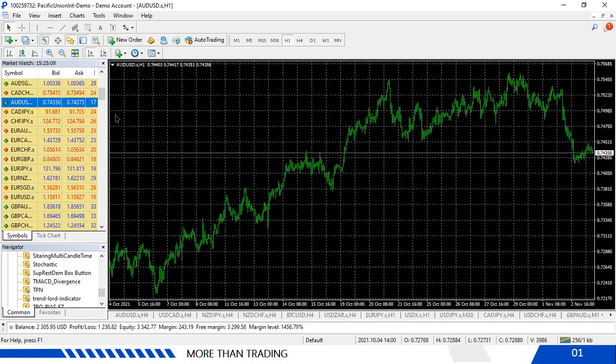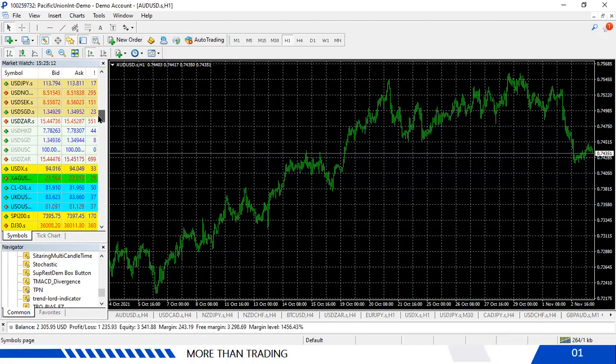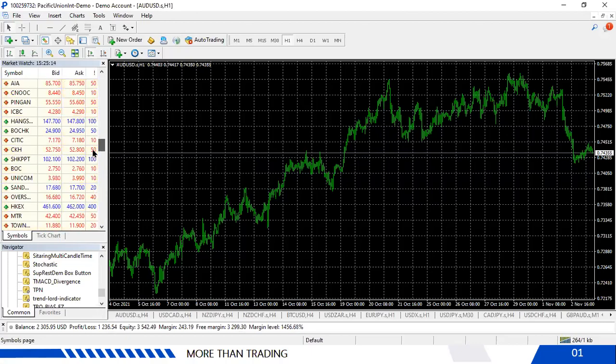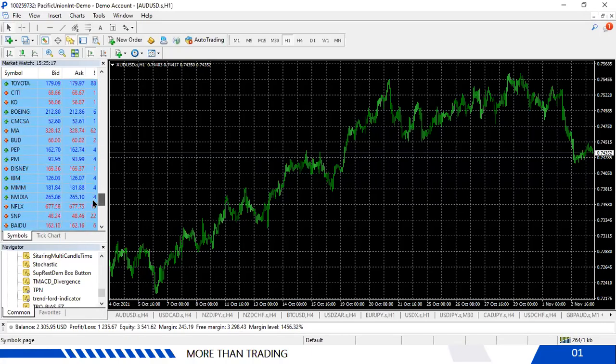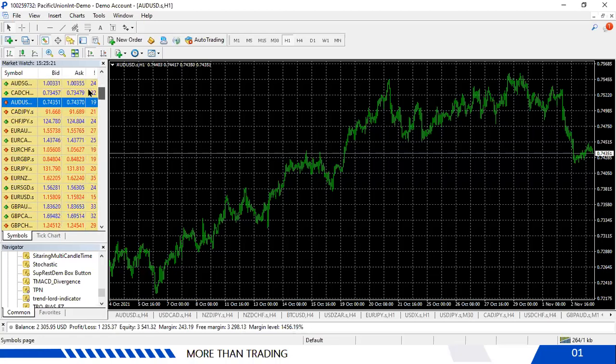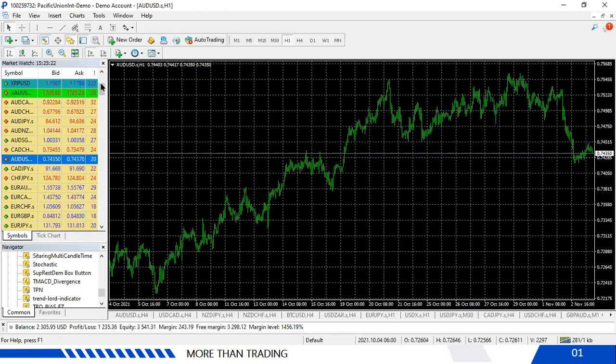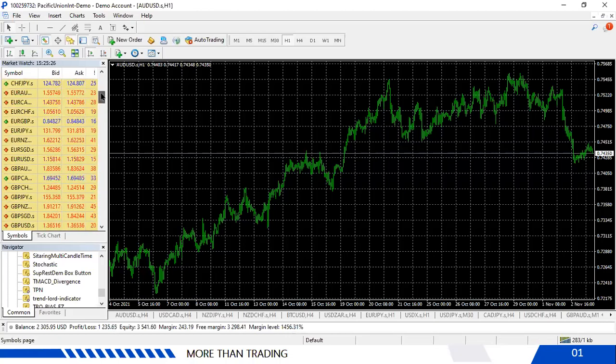Let me explain this place to you. This is where we have all the currencies on the chart: all the currencies, all the commodities, and the cryptocurrencies we have on our platform. And this is the bid price. What is the bid price? The bid price is the trader selling price. And this is the ask price, which is the trader buying price. So if you want to sell, this is the price at which your trade will be triggered.